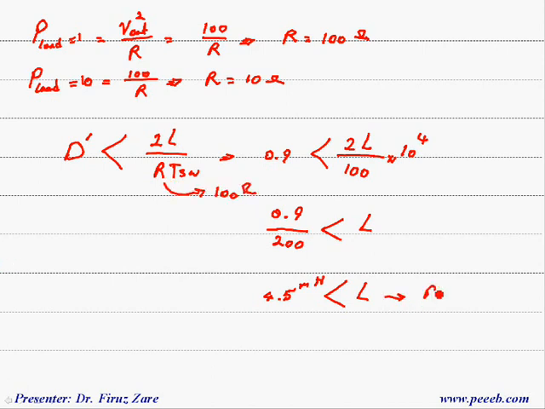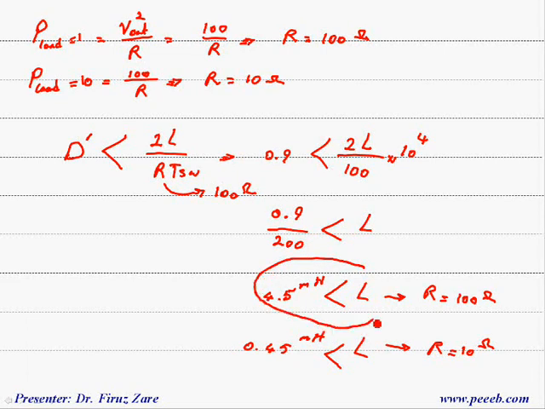So this is the condition for this resistive load, R equals 100 ohms. We can also find the inductance value limit for the resistance value of 10 ohms, which is basically 0.45 millihenry. So this is the answer, because definitely if the inductance value is 4.5 millihenry, that can satisfy this condition as well. So now we can find the other parameters, which are basically delta IL and the capacitance value.